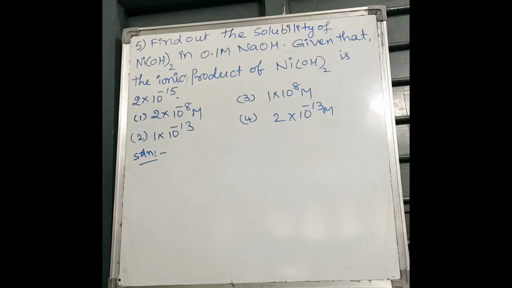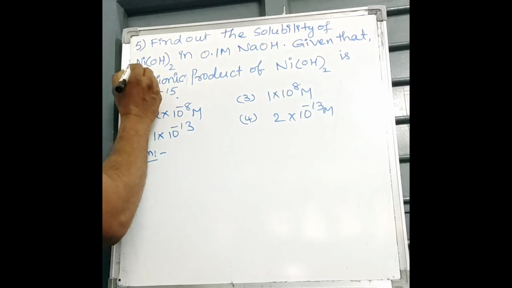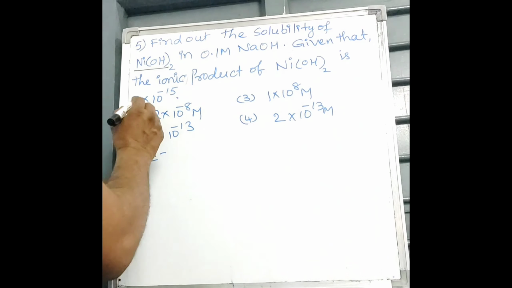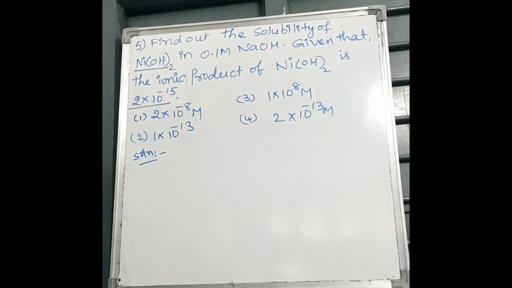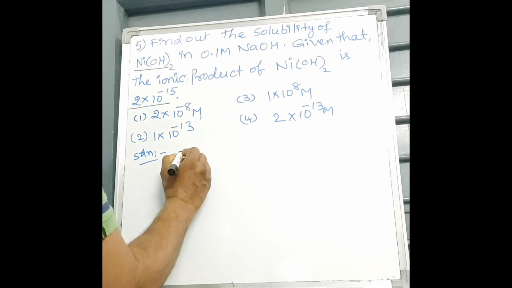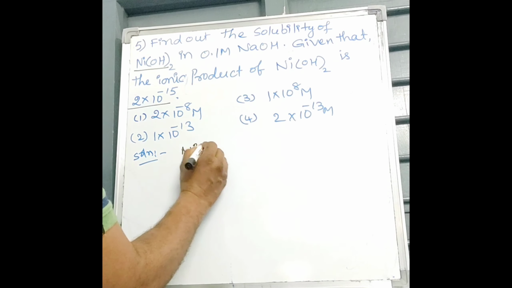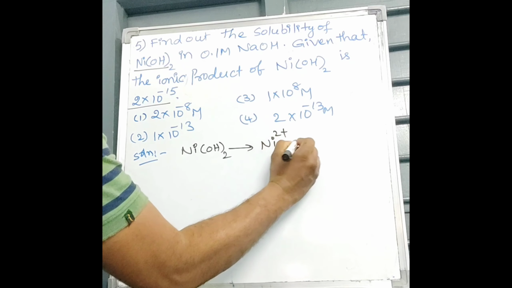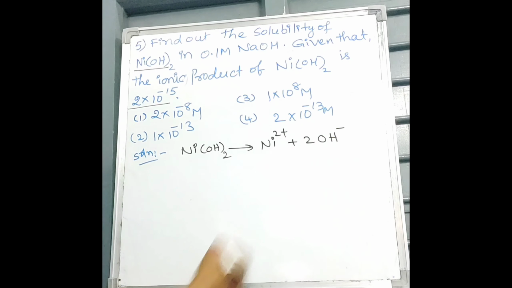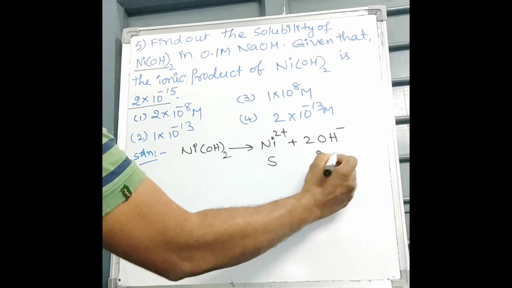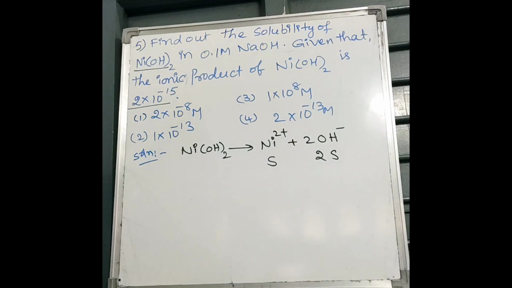Next question is: find out the solubility of nickel hydroxide in 0.1 M NaOH, given that the ionic product is 2 into 10 power minus 15. See students, what is the compound here? Nickel hydroxide. It ionizes as Ni2+ and 2OH minus. The solubility of Ni2+ is S, because 2 moles are there, 2S for the OH minus ion concentration.